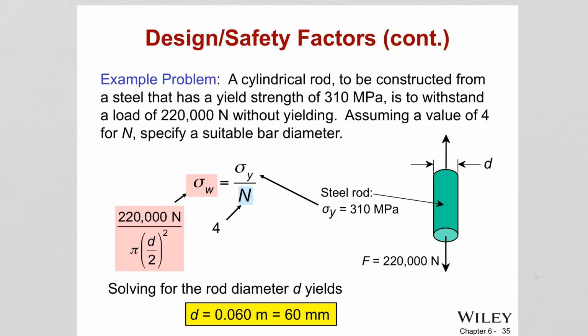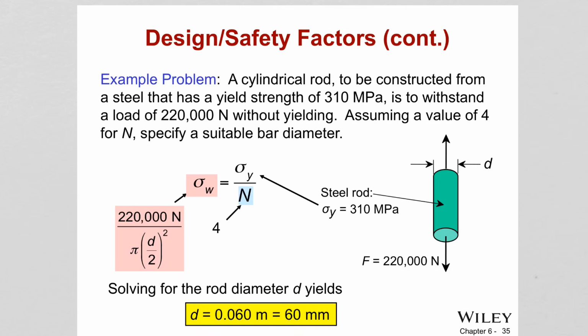So here is an example. We have a cylindrical rod constructed from steel, and the steel's yield strength is 310 megapascal. It will withstand a load of force of 220,000 Newton without yielding. Assume a value of 4 for the safety factor n, and specify a suitable bar diameter.